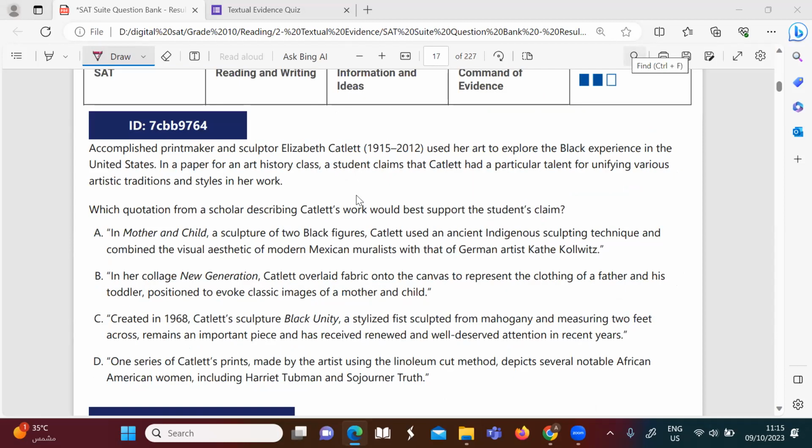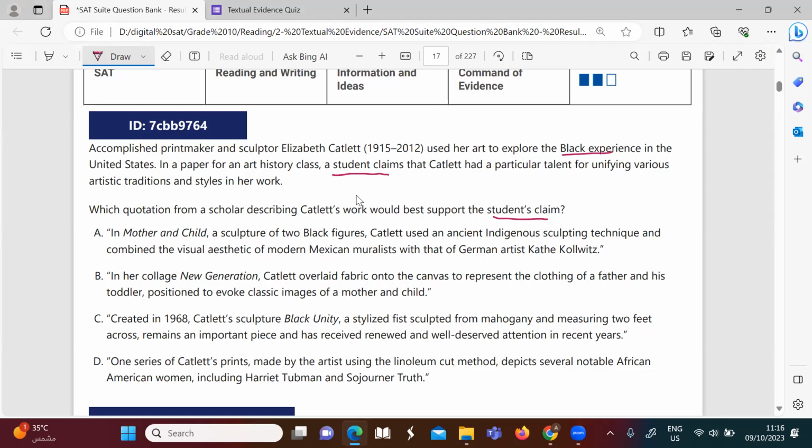Let's move to the third one. I need a quotation describing Catlett's work that would support the student's claim. Let's figure out the claim. Accomplished printmaker and sculptor used her art to explore Black experience in the United States. So, Black experience in the United States. Okay, and now I need the student's claim. What is the student's claim?